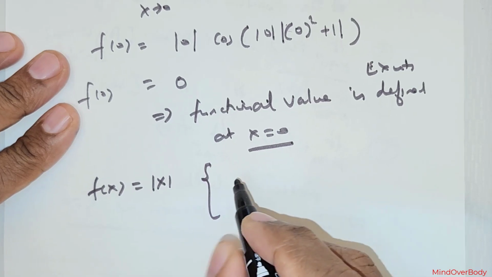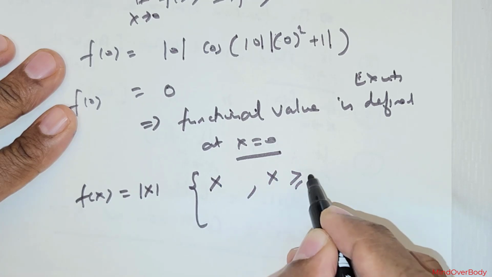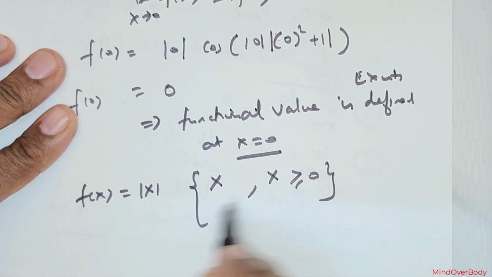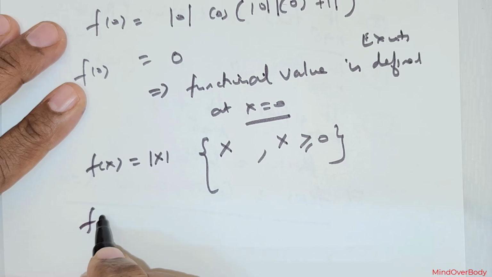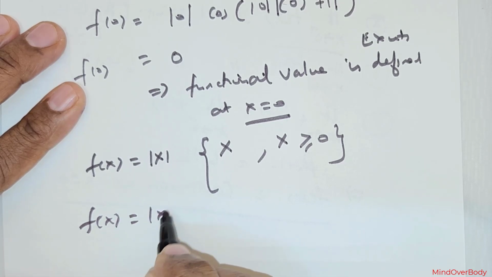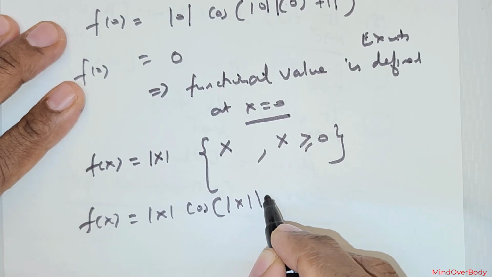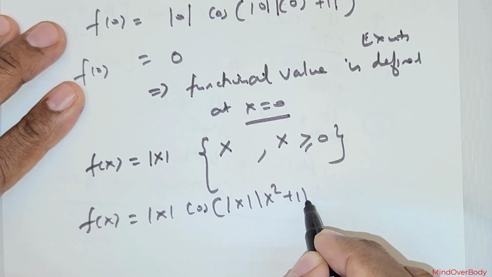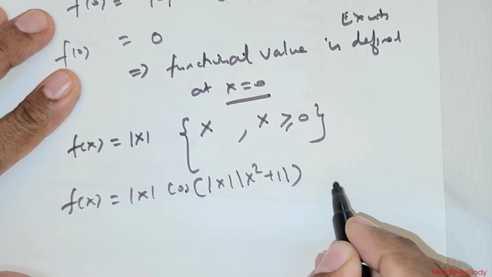Now this is defined in the following manner. It is equal to x for all values of x greater than or equal to 0. Okay, this is the definition, we have to look into it. So with this in mind, my f of x is equal to modulus of x times cos of modulus of x times modulus of x squared plus 1. So what will this take for all values of x?